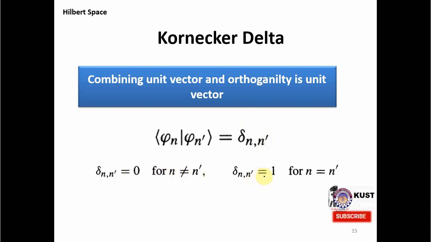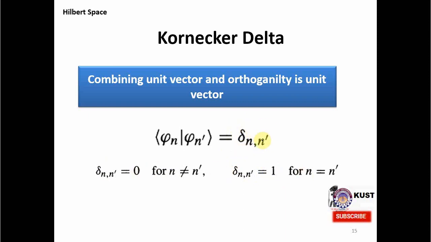And if it is equal to 1, then n is equal to n prime, because then they are the same. So they are in the same direction, then we have the result equal to 1, and if they are in different directions, it is equal to 0. So this defines the orthogonality, and this defines the unit vector, because the norm was equal to 1. If you combine both of them into one thing, then this is the Kronecker delta.